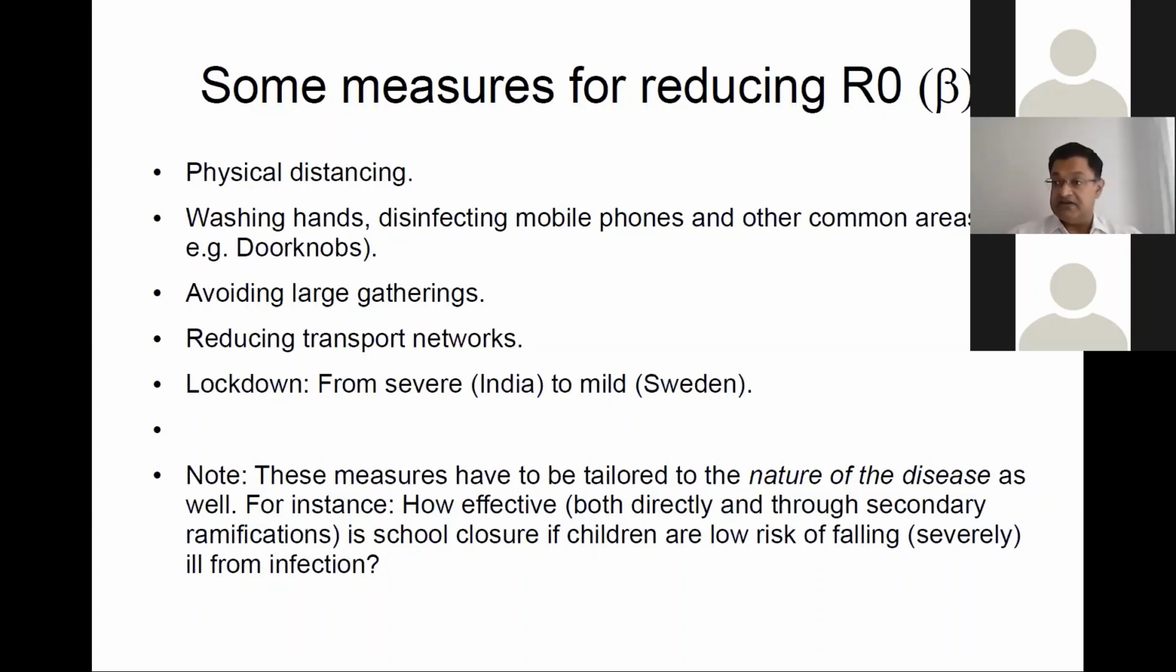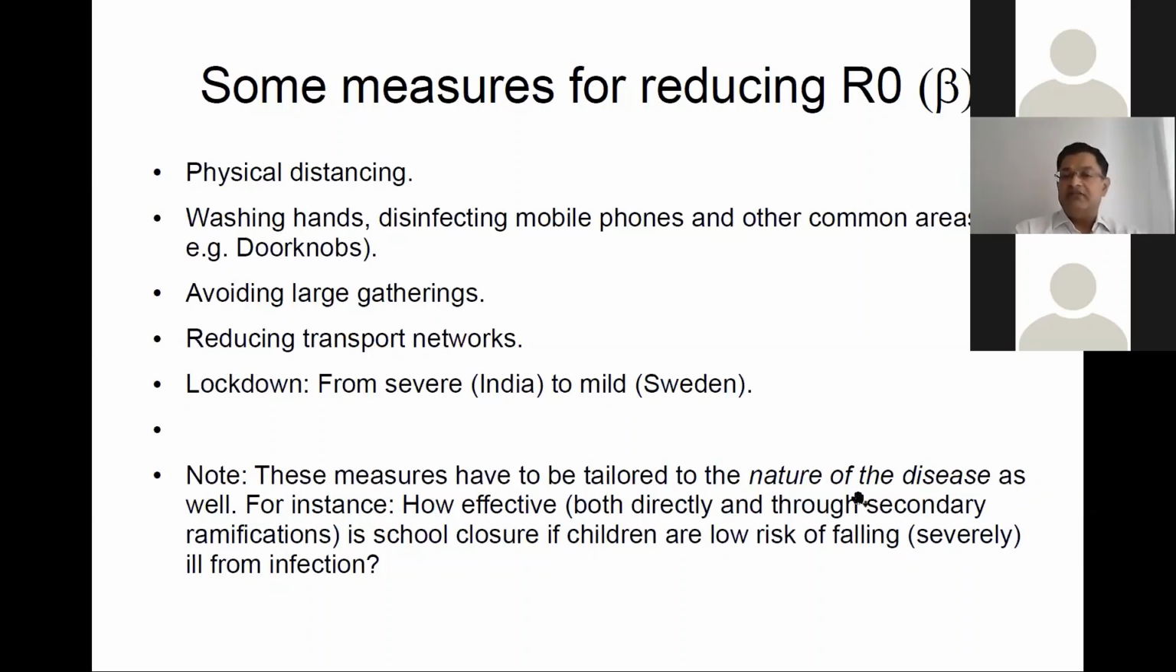When you're killing the virus, washing hands, avoiding large gatherings so that spreaders are fewer and there's a lower probability of contact and so on. Transport networks have some effect. They usually slow down the network somewhat. And then there's lockdown. And there's various kinds of lockdowns, from very severe in India to mild considerations in Sweden.